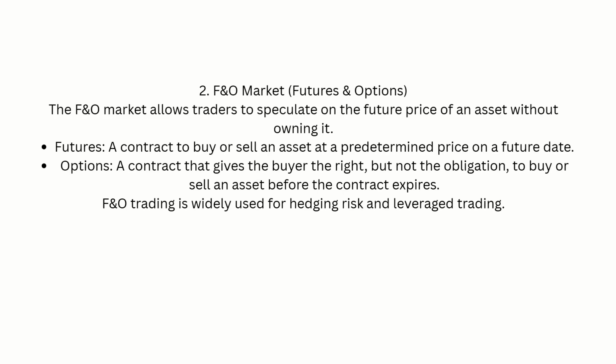The second market is the FNO market, which is futures and options. The FNO market allows traders to speculate on the future price of an asset without owning it. That is very interesting. A future is a contract to buy or sell an asset at a predetermined price on a future date. An option is a contract that gives you, the buyer, the right but not the obligation to buy or sell an asset before the contract expires.